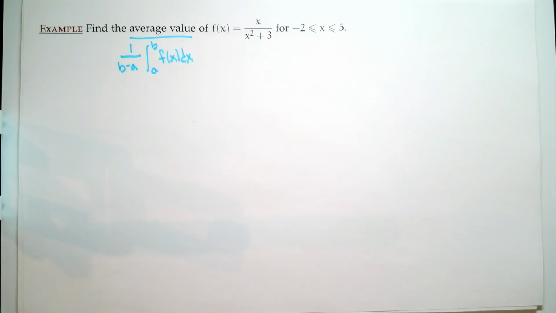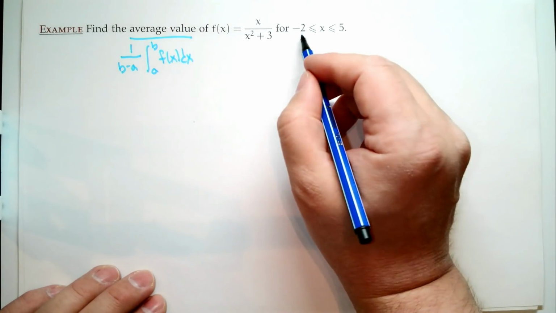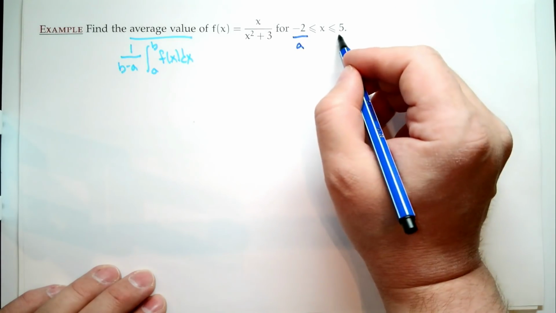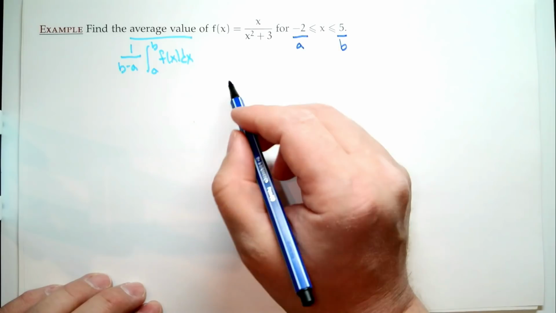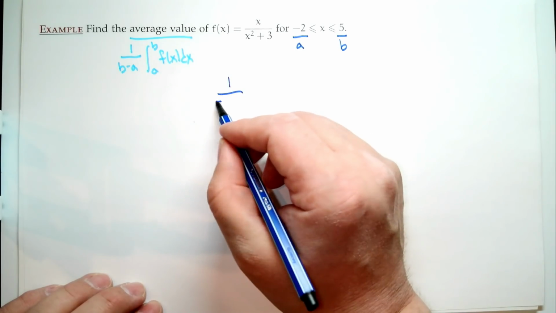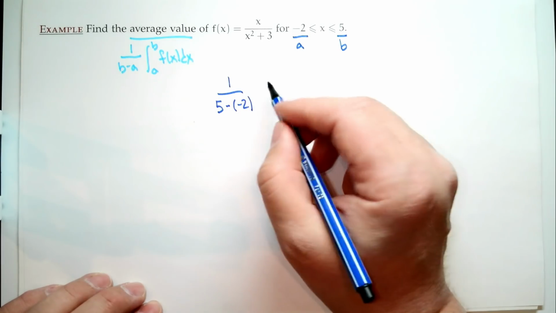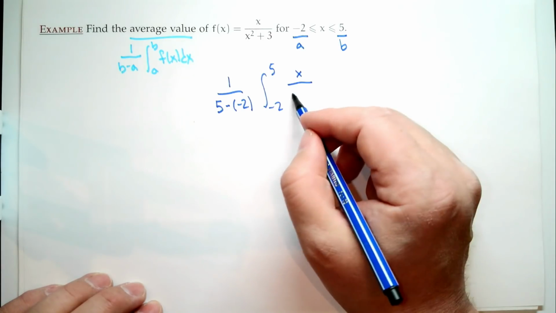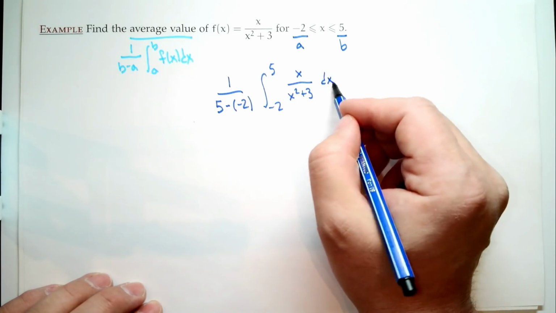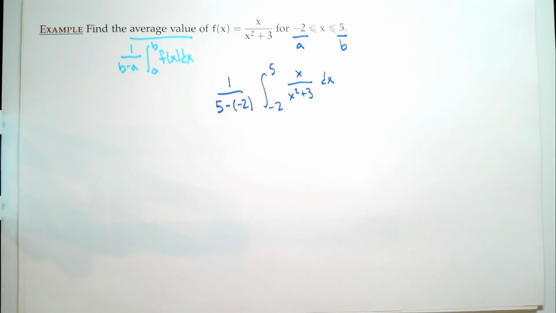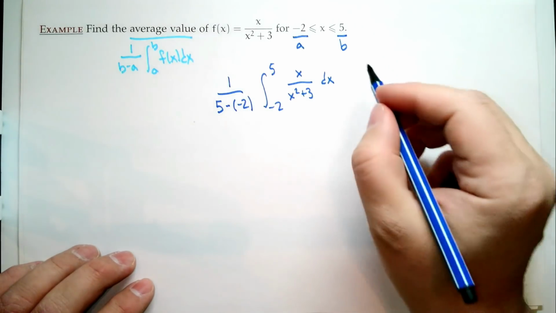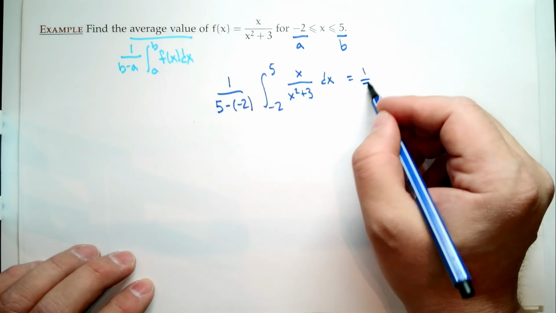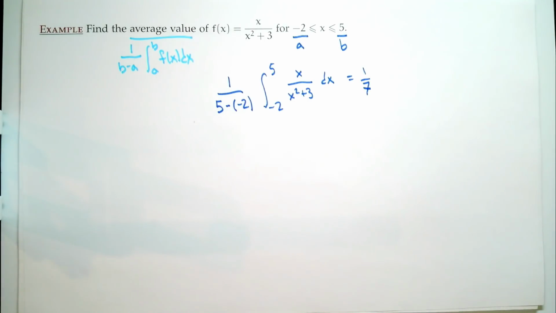All right, so what are we going to have? Well, in our case, a is -2 and b is 5. So our average value is 1 over 5 minus -2, integral -2 to 5, x over x squared plus 3 dx. All right, so that's what we have to find. Now, 1 over 5 plus 2 is 1/7. That's not so hard to simplify. Now we think about, okay, how do we do this integral? x over x squared plus 3.